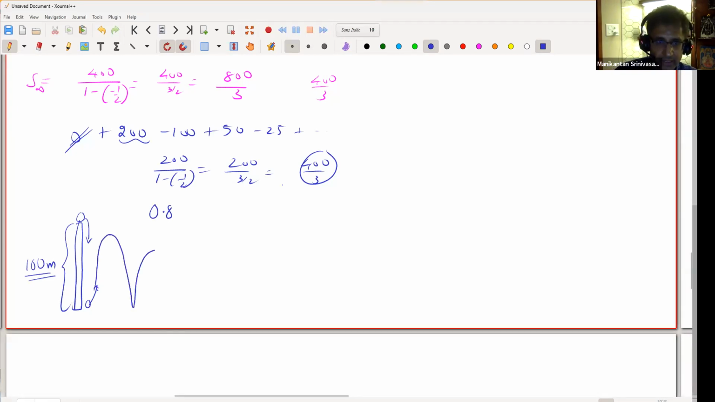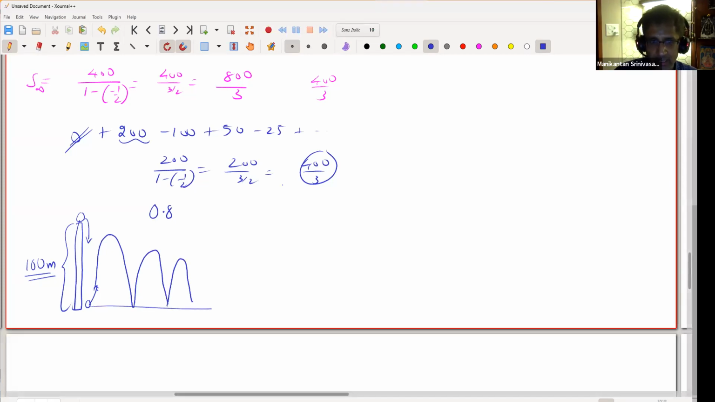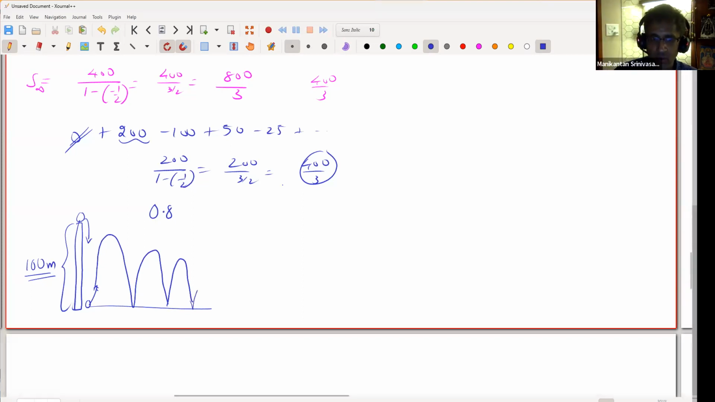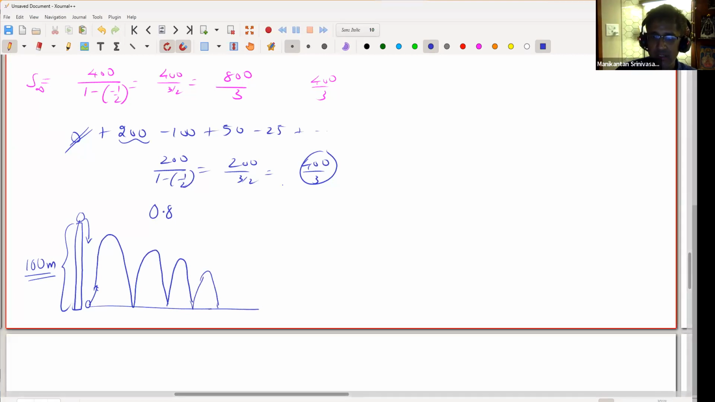So the ball will go like this, like this, like this. Forget the horizontal movement that the ball has. That's just for illustration. Just assume the ball is traveling vertically. So what is the total vertical distance the ball will travel after billions of bounces? Again, geometric progression, sum till infinity. Can you guys do this?